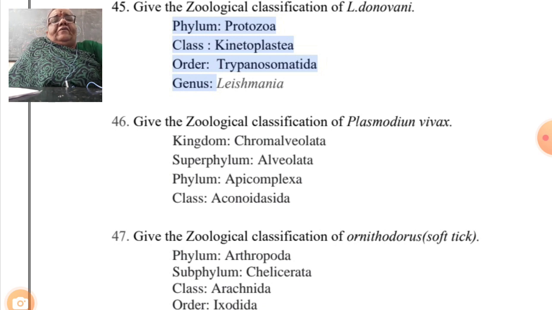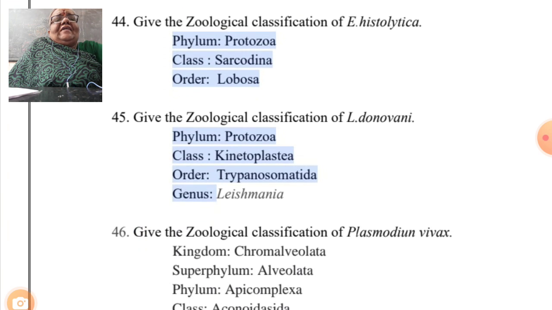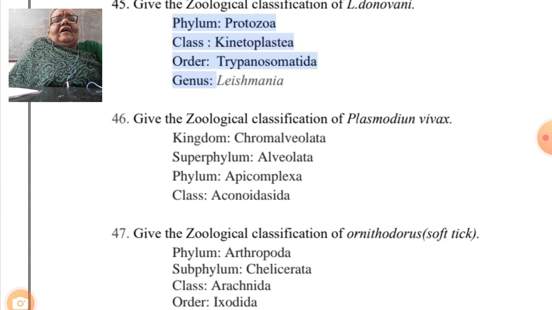So as per your syllabus, you have to learn about Balantidium coli, Entamoeba histolytica, Leishmania donovani, and Plasmodium vivax, around 4 protozoans. About the disease caused, what are the effects on the host, what are the symptoms, and the occurrence, mode of transmission, preventive measures, prophylactic measures, etc. Okay? That you are learning in due course of classes.